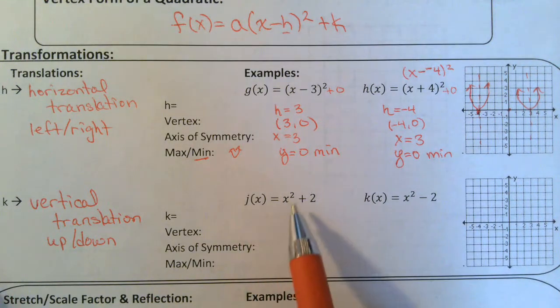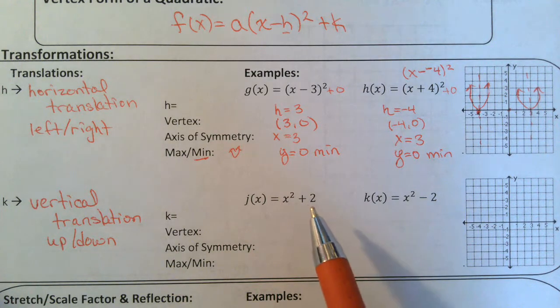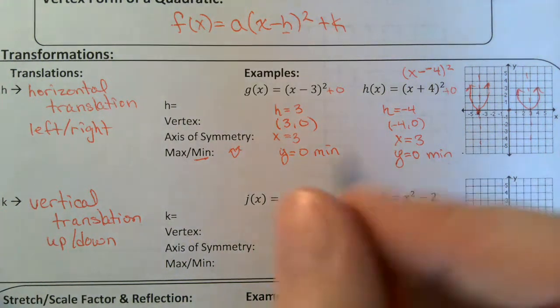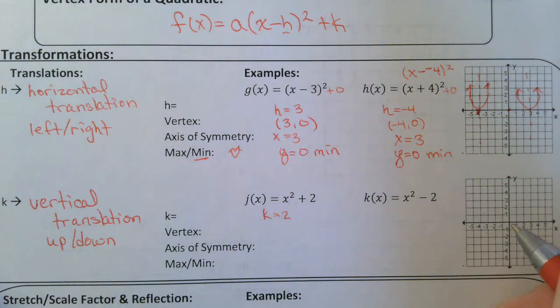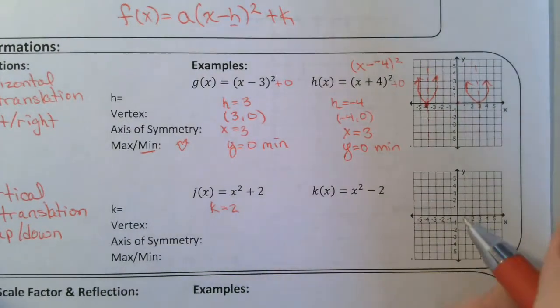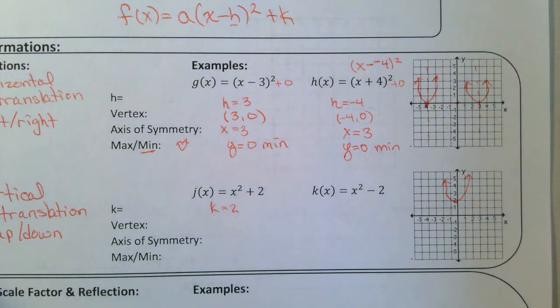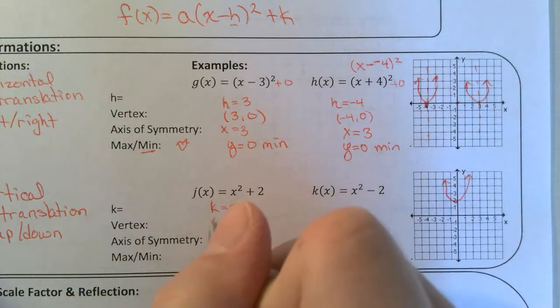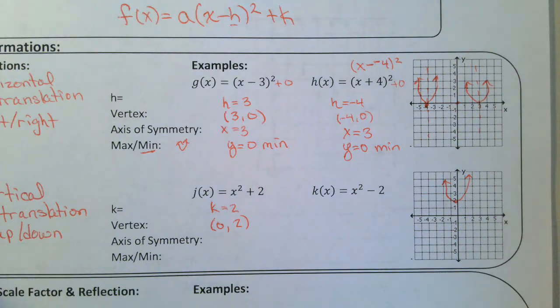Guys, this is y equals x squared plus 2. Whatever you were going to square, you're adding 2 to that y value, which means you're moving it up. So here k is 2. So my graph would start at 0, 0. I'm going to slide this over, and it would go up 2 units, and it would be an upward facing U, because the x squared is positive. My vertex would stay at 0 and then be 2.